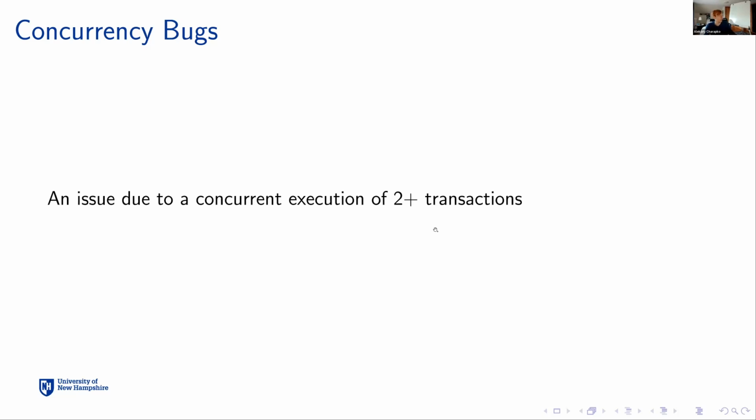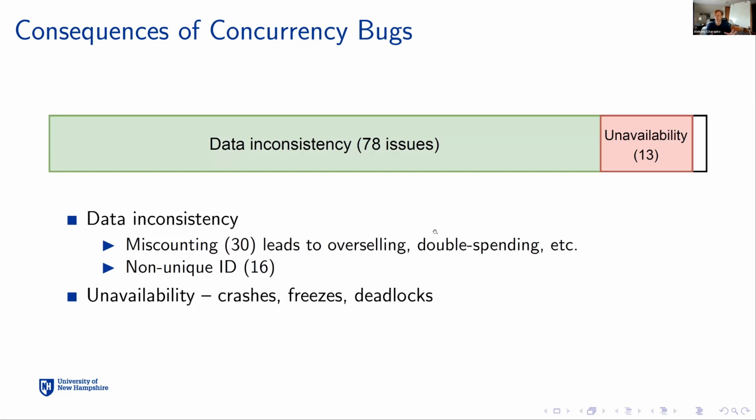It's a short paper, so I'll just dive straight into what they observe from looking at these 93 bugs. At first they talk about the consequences of having the bugs. The biggest consequence is data inconsistency. Within this data inconsistency, they identified a couple of very common causes: miscounting and non-unique IDs.